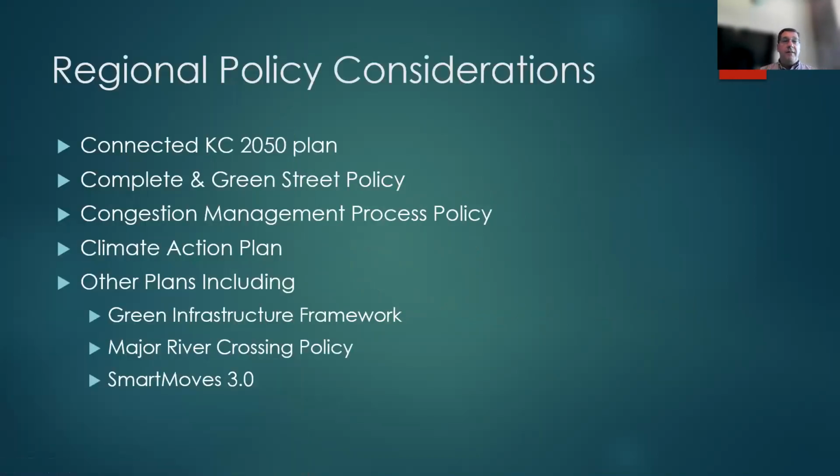Some of the more major policies and plans that we would like for you to continue to look at and find ways to integrate into your applications are our CONNECTEDKC 2050 Metropolitan Transportation Plan, our Complete and Green Street Policy, the Congestion Management Process Policy. This is a particularly important policy for those of you looking to add a single occupant vehicle to the system through your applications, our Climate Action Plan, and then some other important plans, including our Green Infrastructure Framework, our Major River Crossing Policy, and our Transit Plan, Smart Moves 3.0.